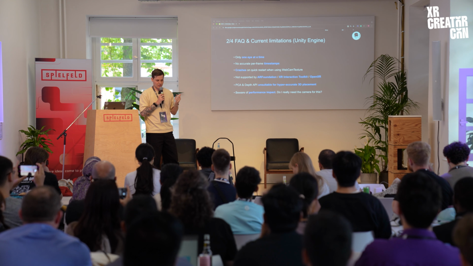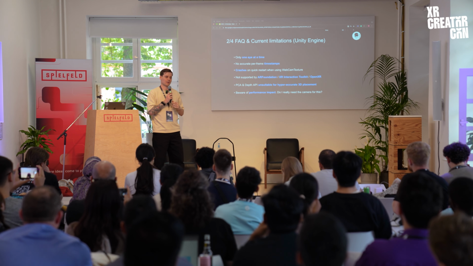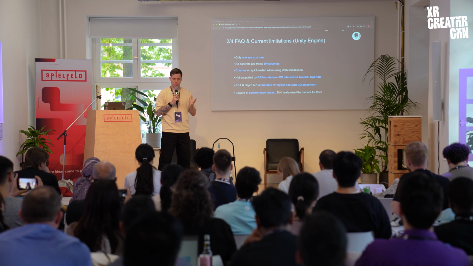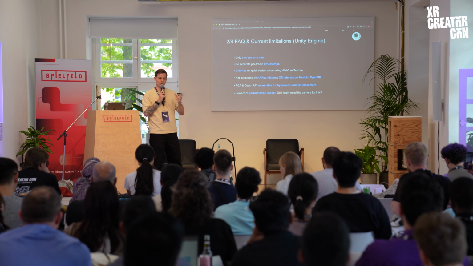So I wanted to mention the limitations or some frequent questions I get, just sort of to save you some time on this hackathon. We can only access one eye at a time. People want to have the left and the right at the same time. Right now, with the webcam texture, at least, you cannot have this. If you use the Camera 2 API, if you implement it yourself, you can do it. But right now, if you want to switch the eye, you have to stop the webcam texture and then start it with the other eye.